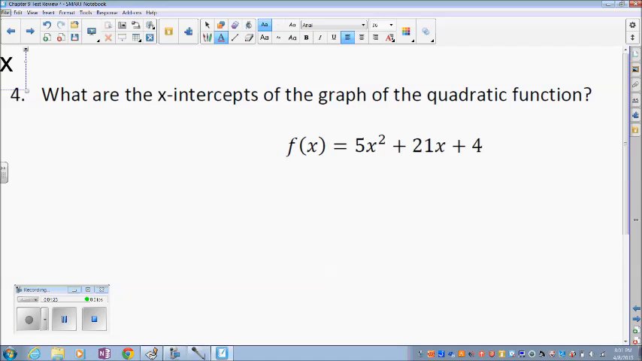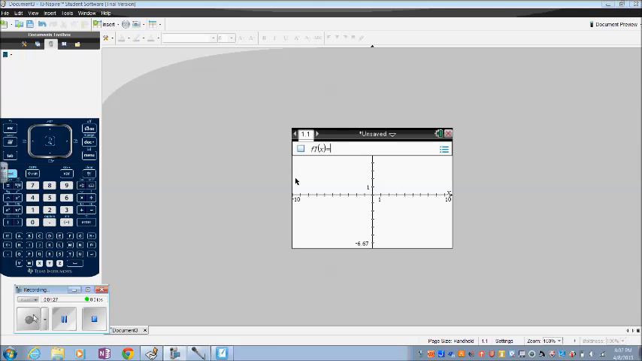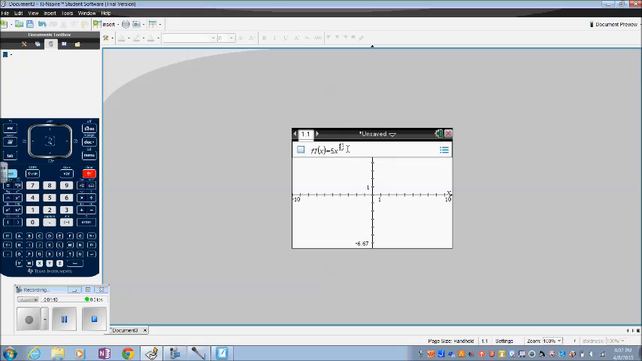Number 4, what are the x-intercepts of the graph of the quadratic function 5x squared plus 21x plus 4? The best thing to do is go to your graph and graph it. We're going to type it in our calculator. And you can see where this one falls. You can see it clearly, but the other one is in between numbers.